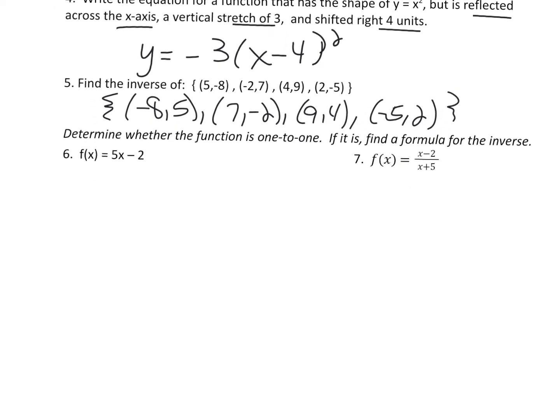Number 6, determine if it's 1-to-1. If it is, find a formula. I'm going to go ahead and tell you these are both 1-to-1. That's a line, slope 5. That definitely passes the horizontal line test. This one you can punch in your calculator if you need to. It also passes. So you gotta find both.